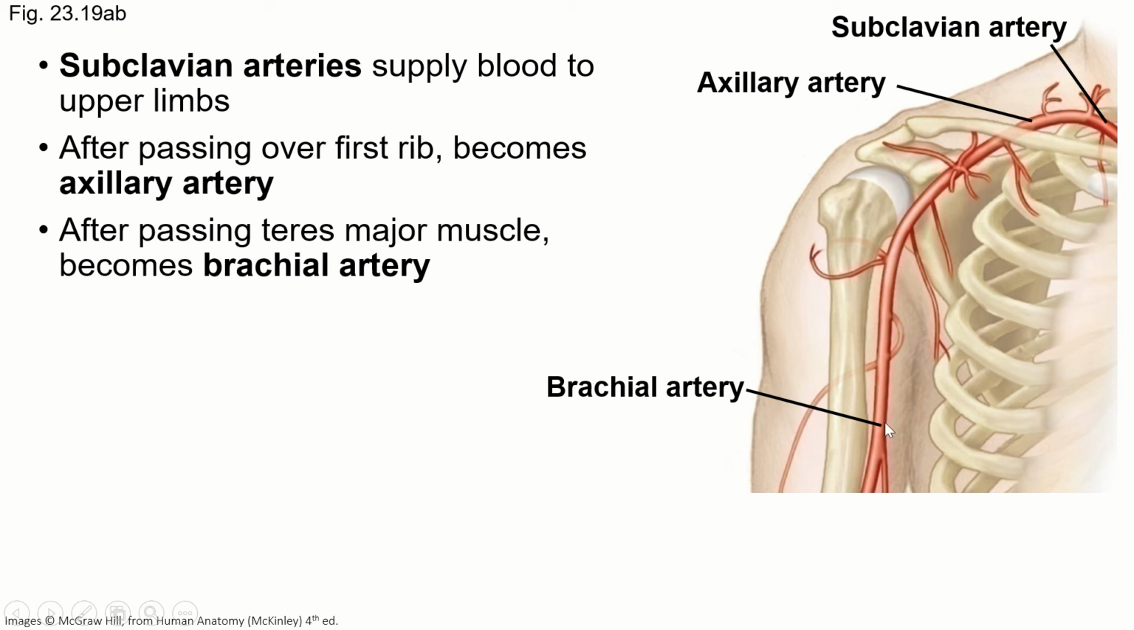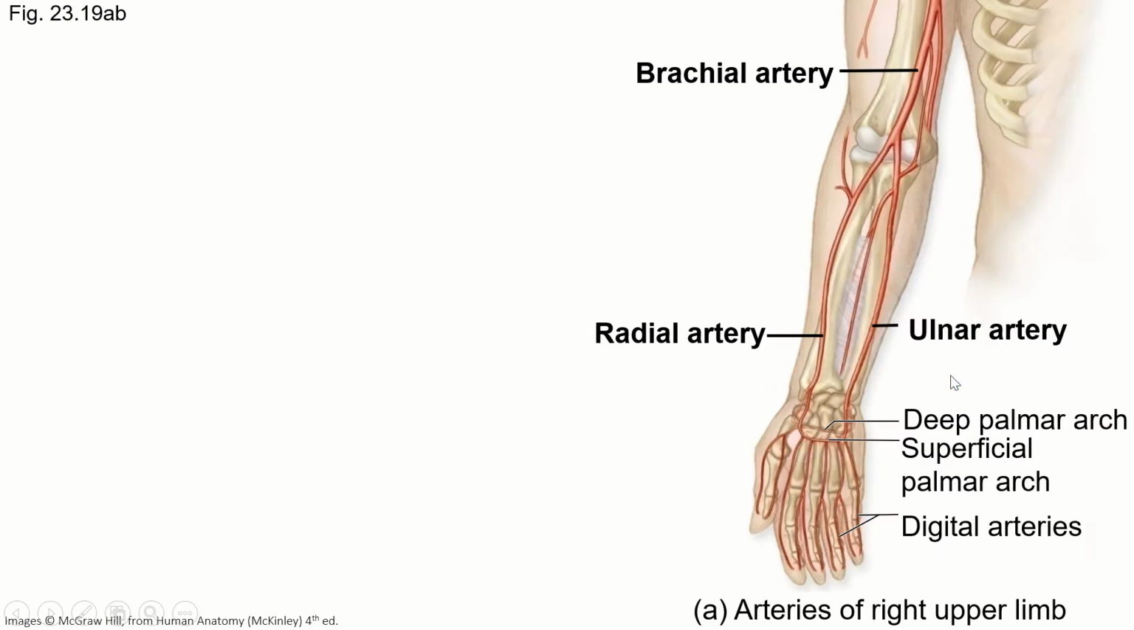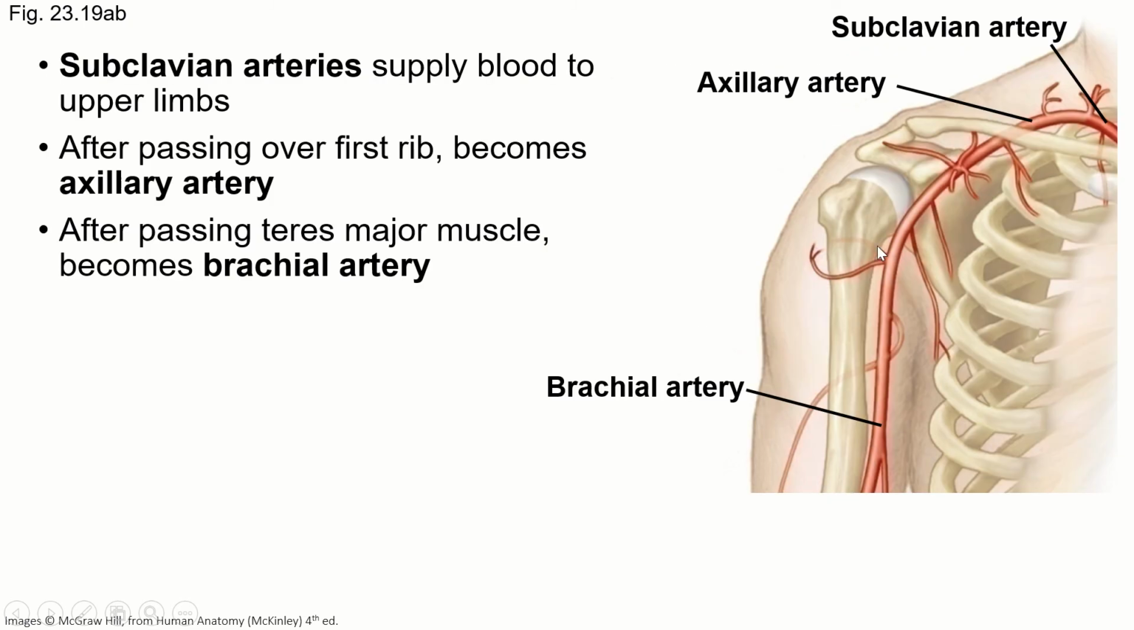Axillary, after it passes the teres major muscle, so right where the arm separates from the body, it becomes the brachial artery. Now these names actually change after some of these other arteries branch off. But we're not going to worry about that. We're just going to talk about these, the rib, the teres major muscle, as our distinguishing places. So subclavian, axillary, brachial artery, this is going to travel down the humerus.